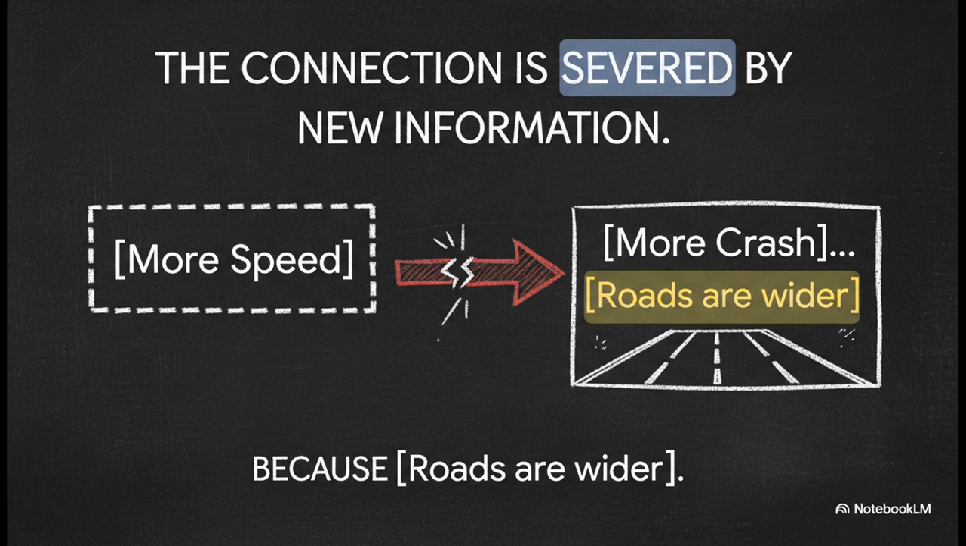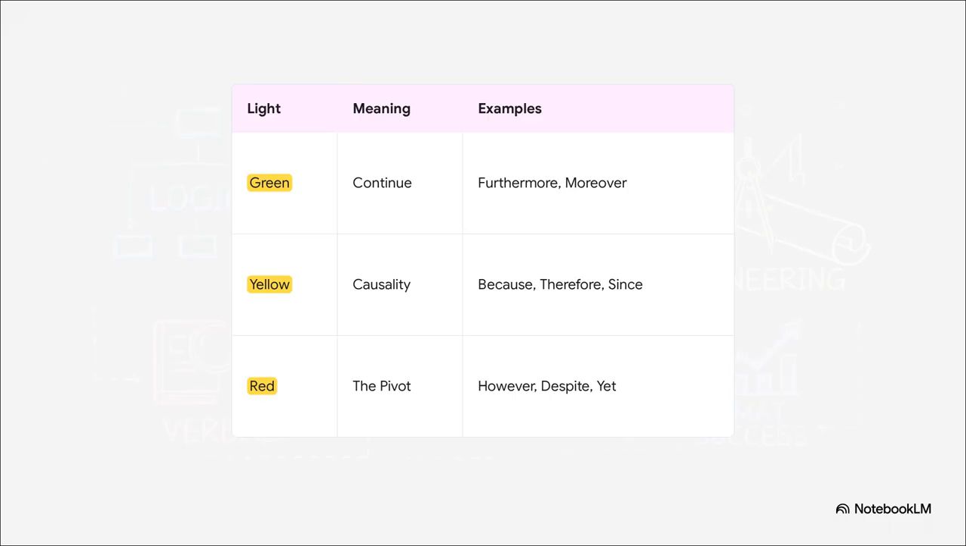And look how easy it is for one new piece of information to do exactly that. What if we introduce a new fact? The roads with the higher speed limits are also way wider and safer. Well, that completely severs the connection. Suddenly, more speed doesn't automatically mean more crashes. The circuit is broken. The argument is weakened. It's that simple.